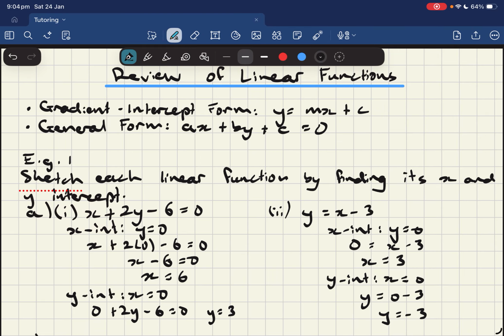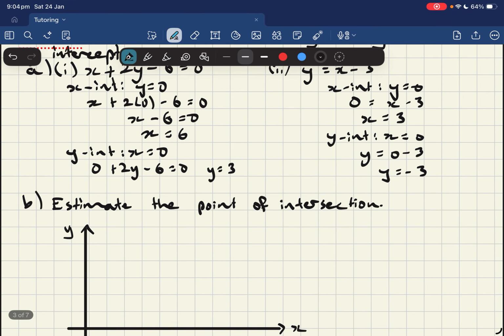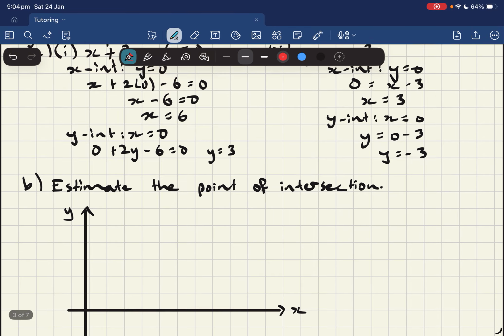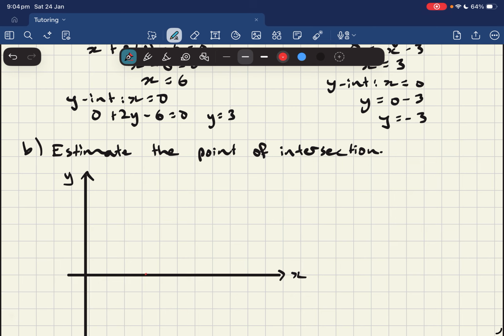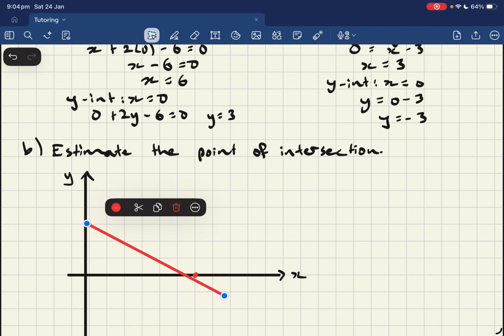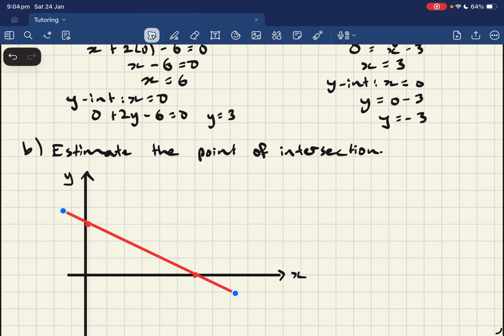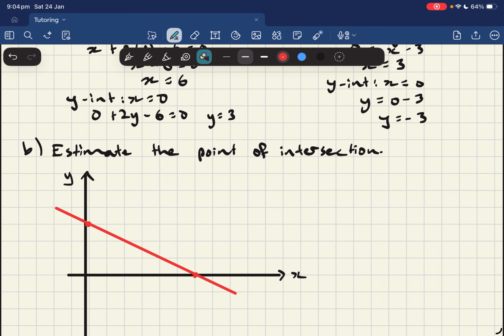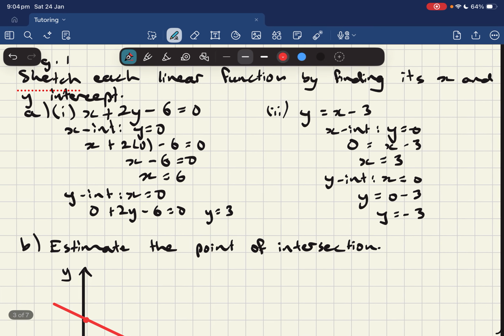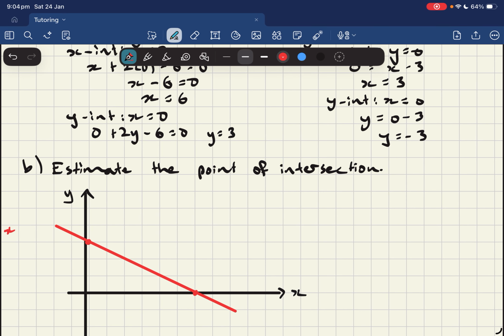So now that we have the x and y intercepts, we can sketch the two graphs. So first one, I'm going to do in red. The x-intercept is 6. So 1, 2, 3, 4, 5, 6. And the y-intercept is 3. 1, 2, 3. Now we just draw a line through these, making sure they're passing through the 2 points, and that's just going to continue. Let's label that as well. So this is my graph of x plus 2y minus 6 equals 0.